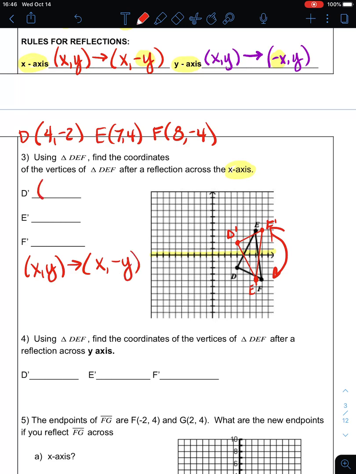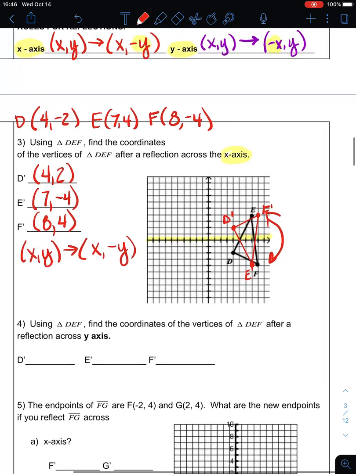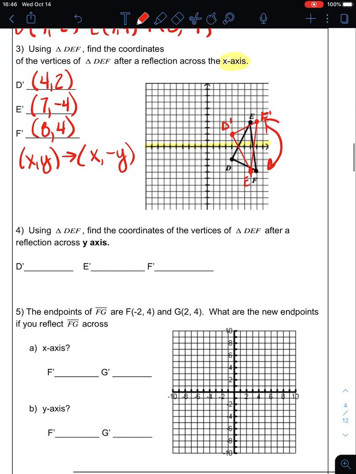So let's look then. If you look at your D, it went from being 4, -2 to 4, 2. So my y value changed to be the opposite of what it was. So it was 4, -2, now it's 4, +2. Okay, my E, the x value stays the same. The y value was 4, now it's -4. And the F, the original x value was 8. It stays the same. The y value is -4. It changes and becomes +4. So those still follow the rules. It doesn't matter where it is. If you're flipping across the x or y axis, you can always follow those rules.